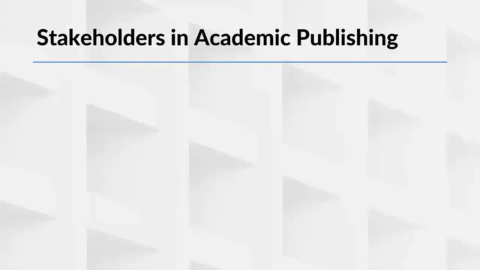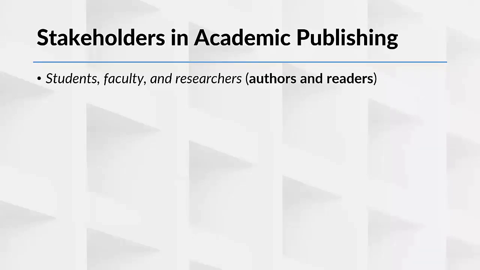So within that life cycle, there are all sorts of stakeholders in academic publishing. Some are more heavily involved in some of those steps than others, but there are many, many people that either have a role to play or are involved with the academic publishing process in some way. First, you have students, faculty, researchers. So these can be your authors. These can also be your readers, right? So people interacting with the work, people also creating their own work.